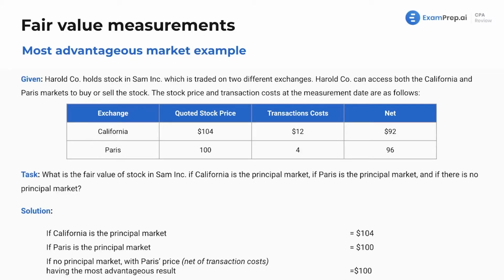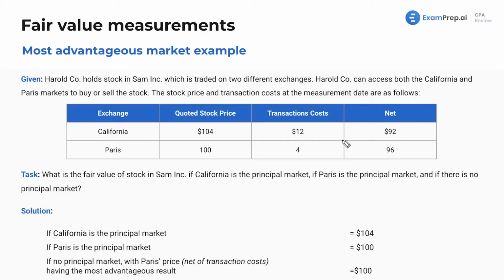Okay, Harold Company holds stock in Sam Inc., which is traded on two different exchanges. So Sam sounds like a smaller company. It's traded on two different exchanges. Harold can access both the California and Paris markets to buy or sell the stock. The stock price and transaction costs at the measurement date are as follows. Under the California exchange, the stock price is $104. However, transaction costs are $12, and this is the net amount, right? You could calculate this yourself. It might not be given. You might have to do that.